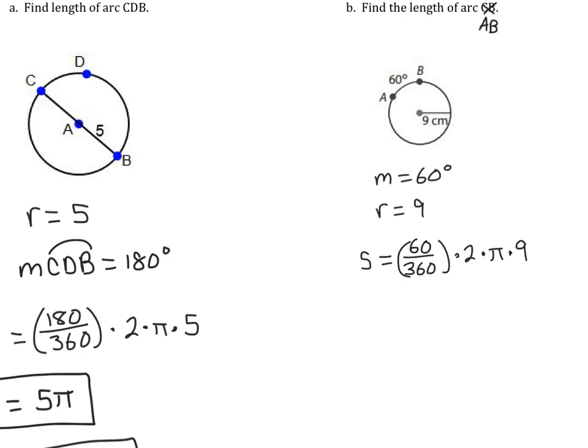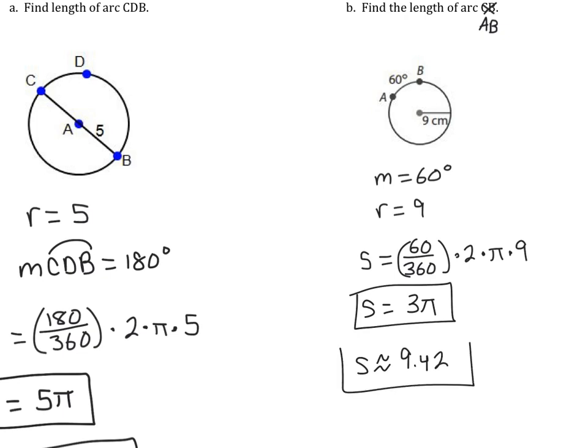Again, we'll leave our first answer with pi, so we'll multiply everything else out, and we get 3 pi. That would be our exact answer. And then to get a decimal approximation, we simply plug 3 pi into our scientific calculator, and we get a decimal approximation of 9.42 if you round to the nearest hundredth.